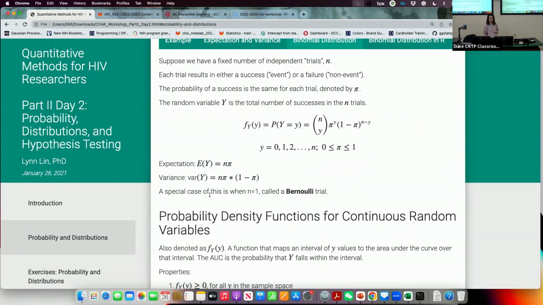Okay, so a special case, right? If this n equals 1, this is just a Bernoulli trial. So for the Bernoulli trial, the expectation will just be the probability of success, right? Because n equals 1. And the variance will be the product of the probability of success times the probability of failure. Okay, any other questions?